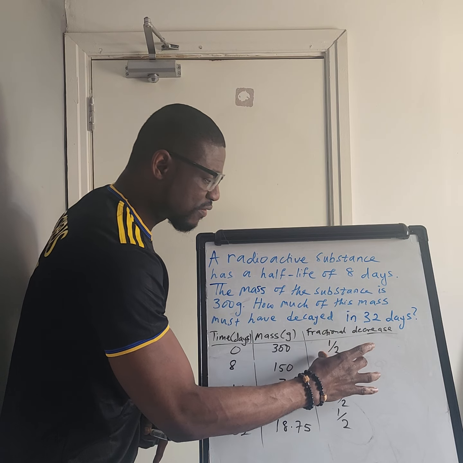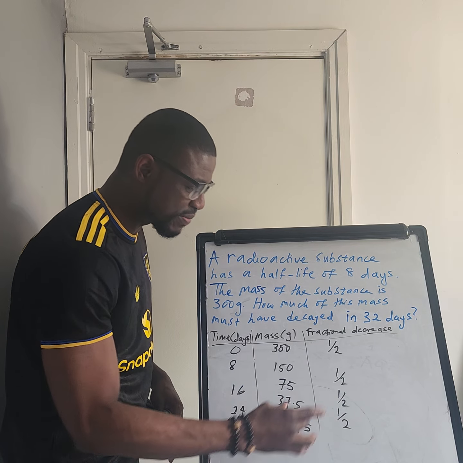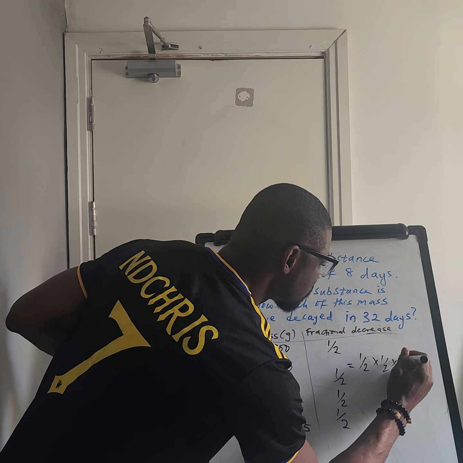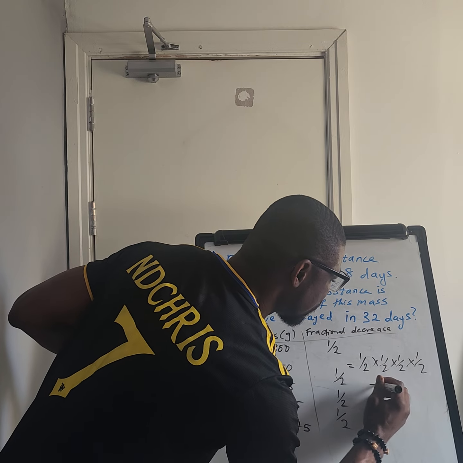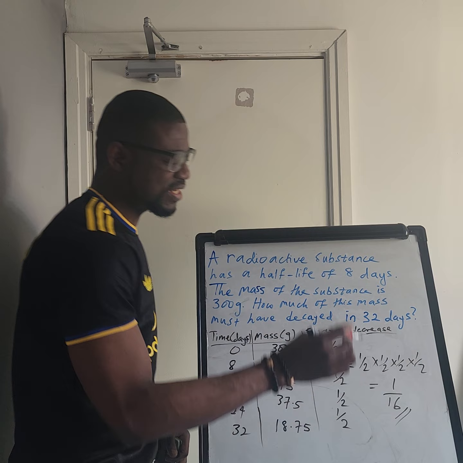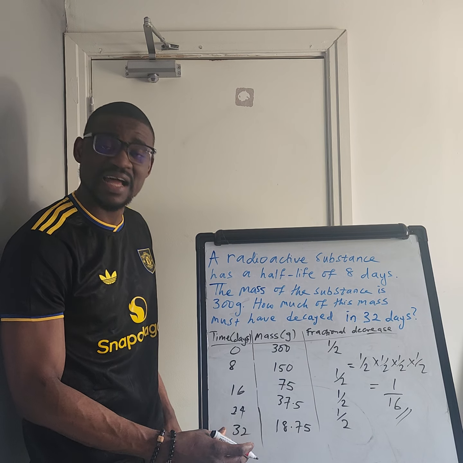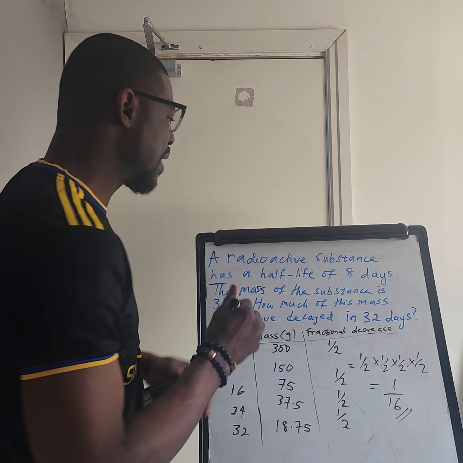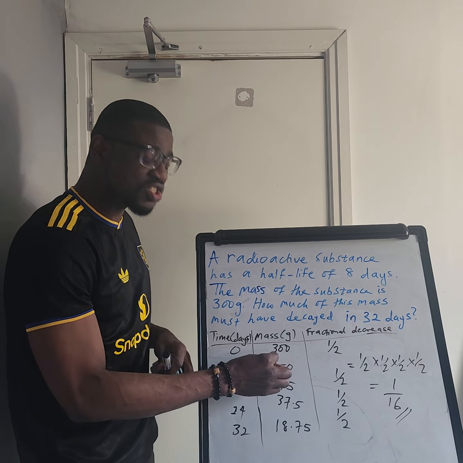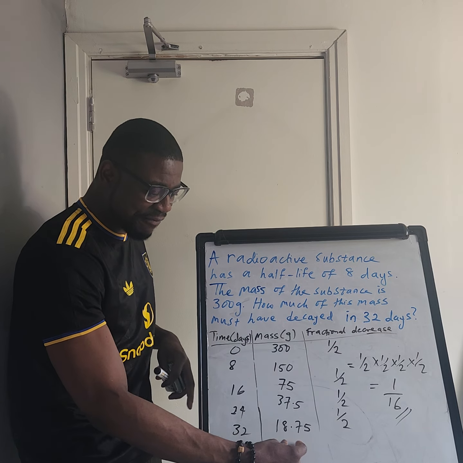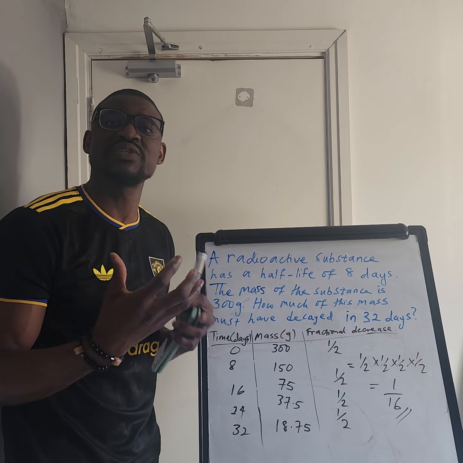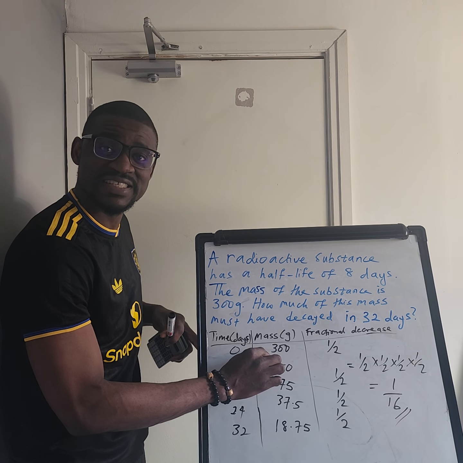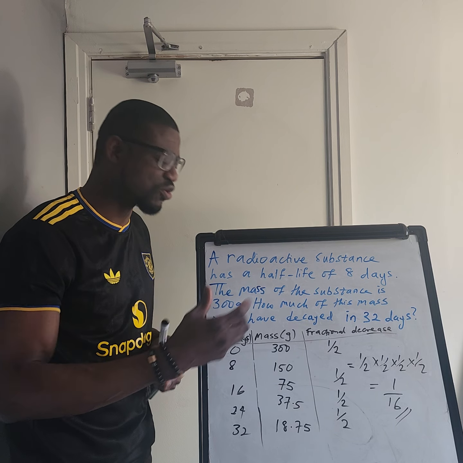Now, the fractional decrease or the fraction of the mass remaining can be got by just saying 1/2 multiplied by 1/2 multiplied by 1/2 multiplied by 1/2, and that will give us 1/16. So this is the fraction of the mass remaining after 32 days. But the question asks us to find the mass that must have decayed. So if my total mass was 300 originally, but I'm left with 18.75 after 32 days, how much have I lost? It's simple. So you started with this, but after 32 days, we are left with this. So how much have you lost so far?